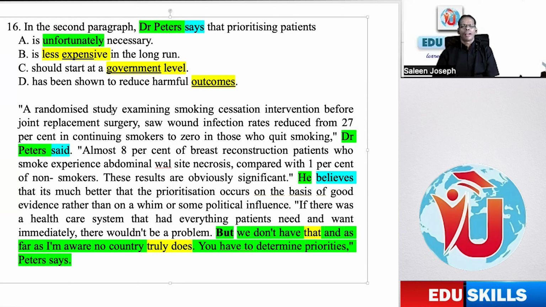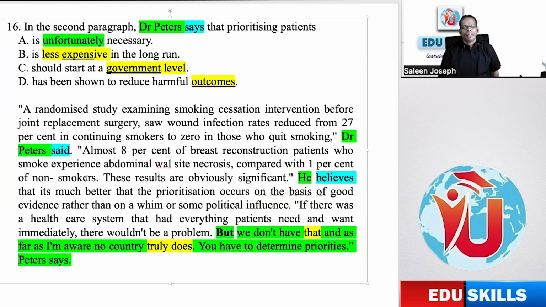First example is a randomized study examining smoking cessation intervention before joint replacement surgery saw wound infection rates reduced from 27% in continuing smokers to 0 in those who quit smoking, Dr. Peter said. That is one developing sentence, means example or illustration or evidence. And second developing sentence, almost 8% of breast reconstruction patients who smoke experience abdominal wall site necrosis compared with 1% of non-smokers. Second developing sentence or illustration. These results are obviously significant.